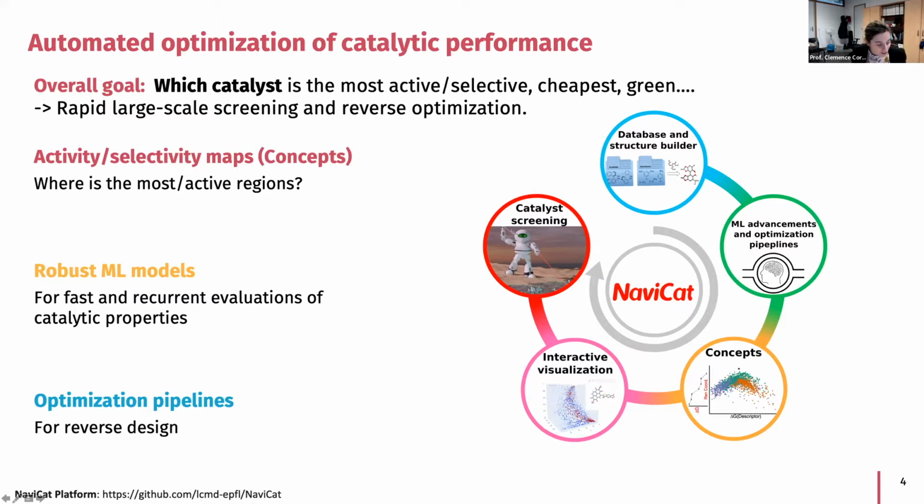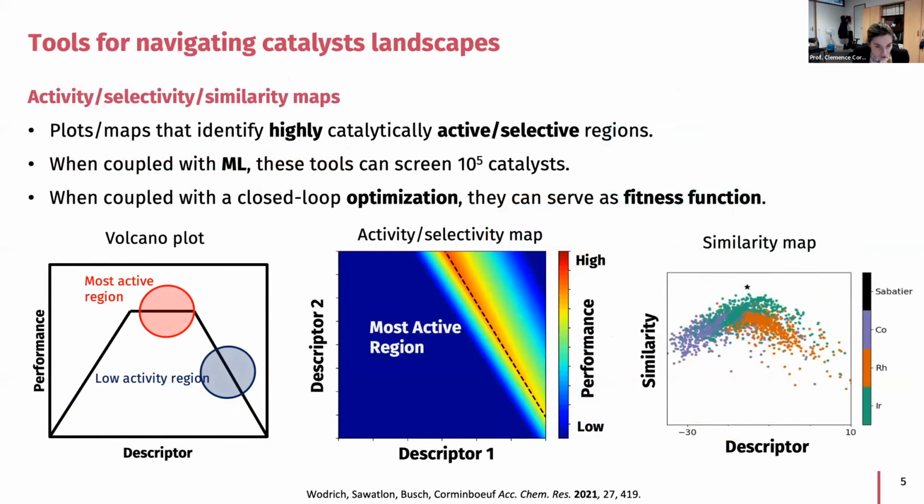So let me start with the concept, which is the tool that we use to navigate the catalyst landscape. A few years ago, we expanded the concept of the volcano plot, which is extremely popular in heterogeneous and electrocatalysis and is based on the underlying Sabatier principle. We expanded this concept to the field of homogeneous catalysis and extended the idea further so that it's better adapted for the problems that we have in homogeneous catalysis.